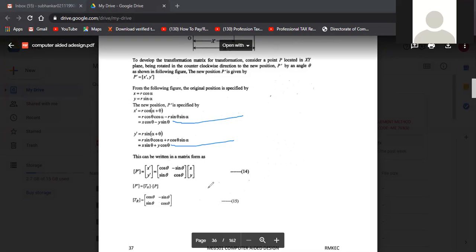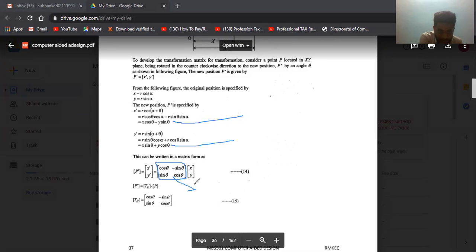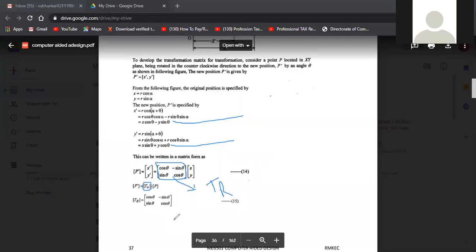Fine. That means this matrix is known as the rotation transformation matrix, denoted by symbol TR. See, it is written over here, TR. Rotation transformation matrix along x-axis: cos theta, minus sin theta, sin theta, cos theta in 2D. Is it clear? Yes, sir.